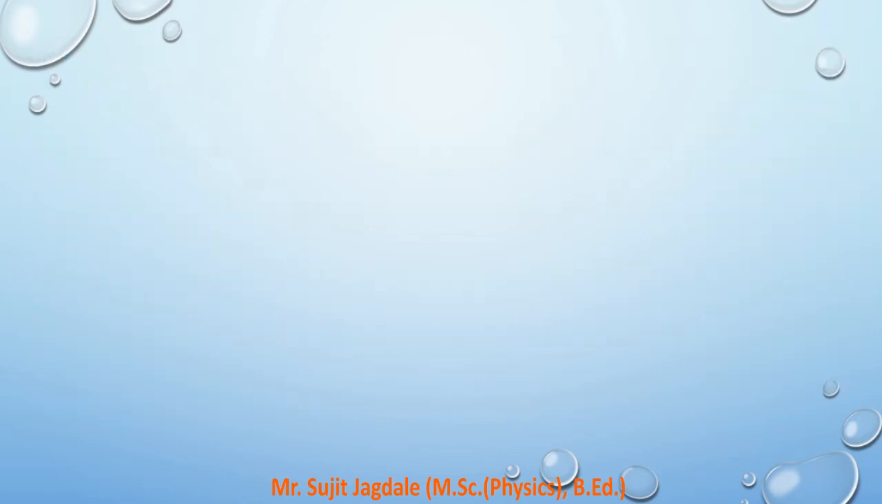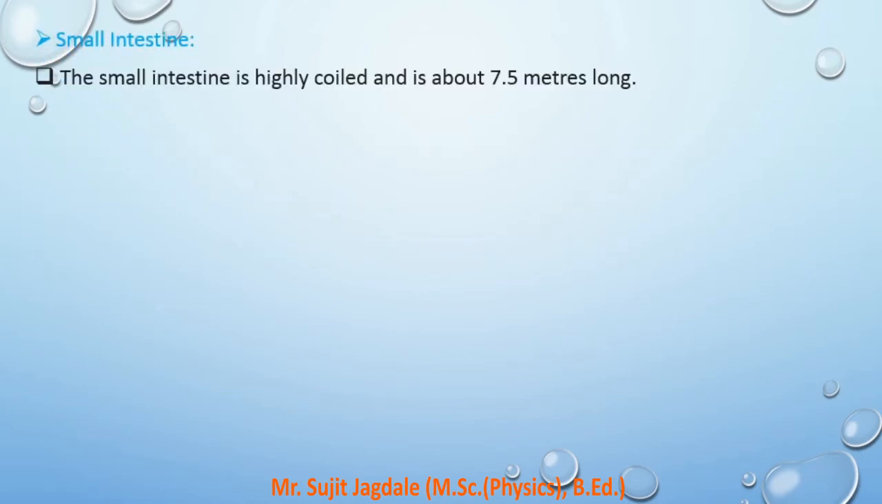Then that food enters the small intestine. That means now the function of the small intestine starts. Okay, now what is the length of this small intestine? It is highly coiled and it is about 7.5 meters long. Just remember the length of the small intestine, which is 7.5 meters long.